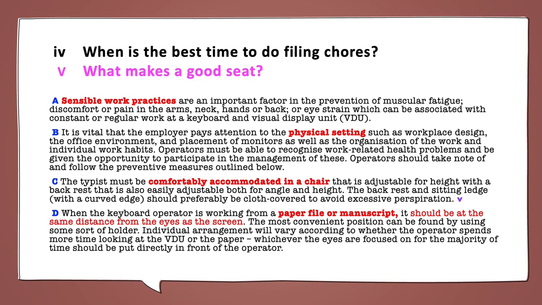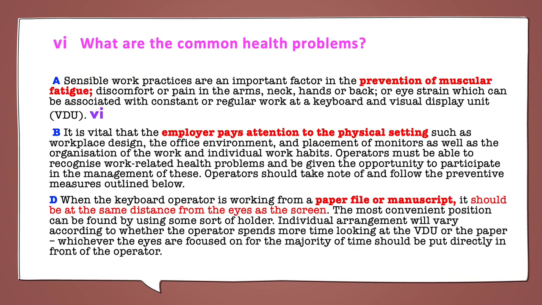The heading is, when is the best time to do filing chores? There's no reference to filing chores, so that heading should be ignored. And let's take the fifth heading, what makes a good seat? Section C refers to seating arrangements, so the answer for number 5 is C. Heading number 6 is about common health problems. So it is obvious that section A talks about common health problems related to muscular fatigue. So the answer is A.